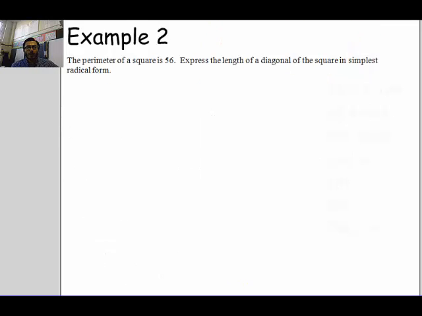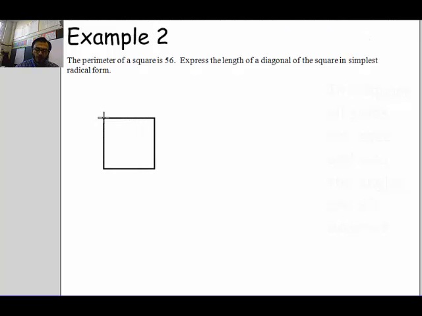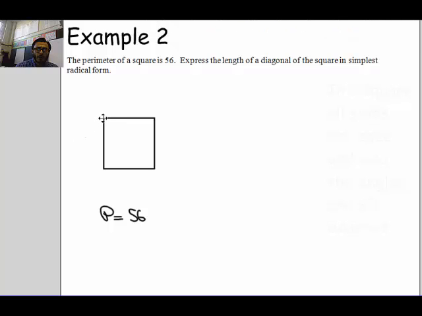Example 2. The perimeter of a square is 56. Express the length of a diagonal of the square in simplest radical form. Alright, so we need a diagram. Here's a square, and I know the perimeter is 56. And I'm looking for the measure of the diagonal.